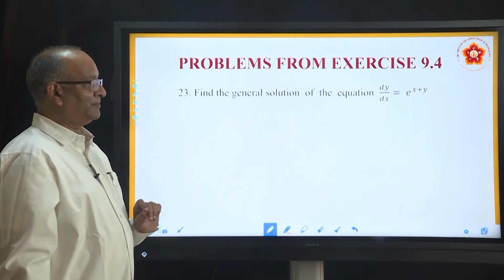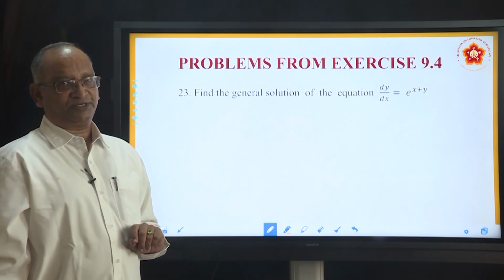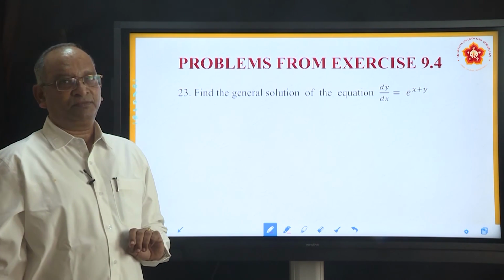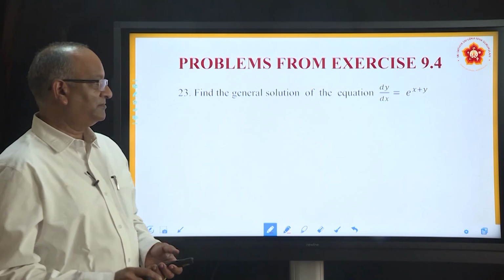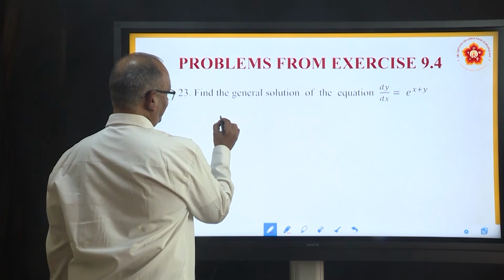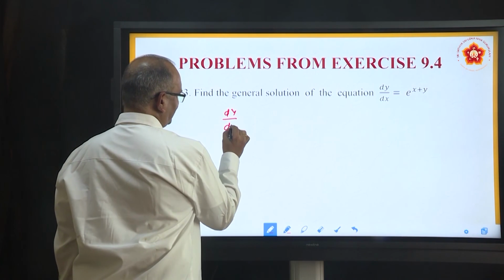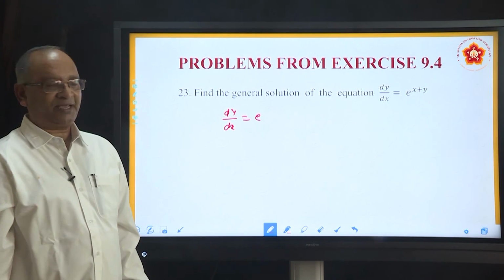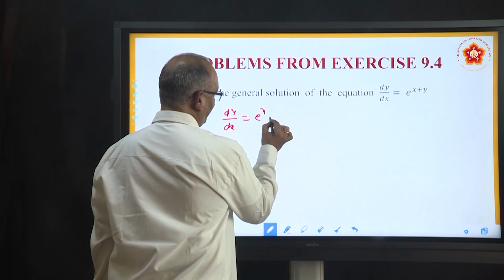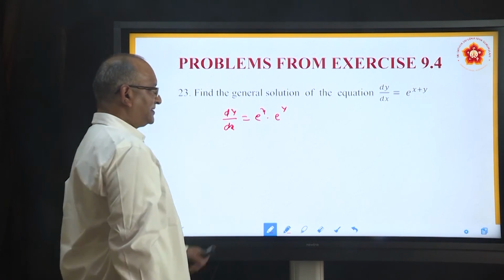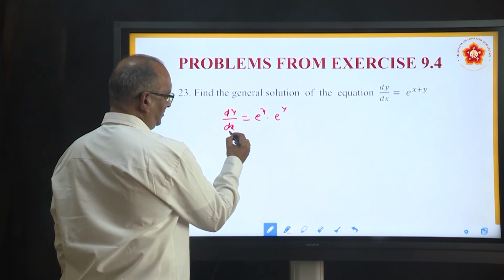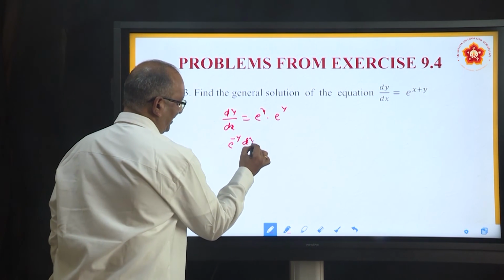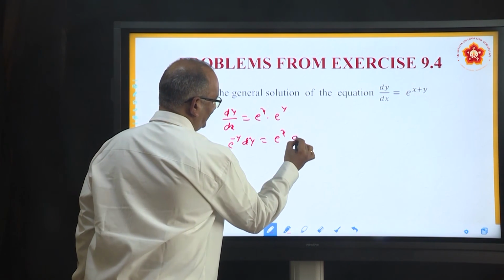Very simple one. In fact, it is a multiple choice question. He says find the general solution of this equation. How do you find the general solution? Very simple, it can be written as dy by dx equal to e to the power x plus y, which can be written as e to the power x into e to the power y. Separate the variables. So, what you do, take dx that side, bring that this side, you will get e to the power minus y dy equal to e to the power x dx.